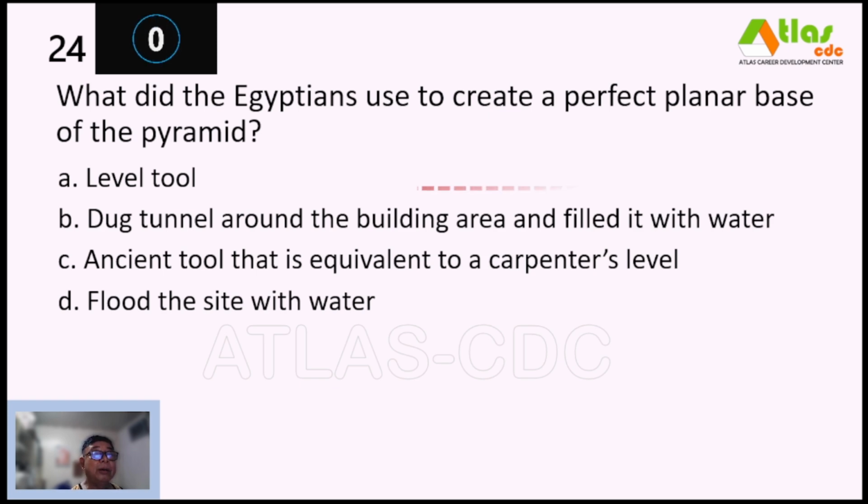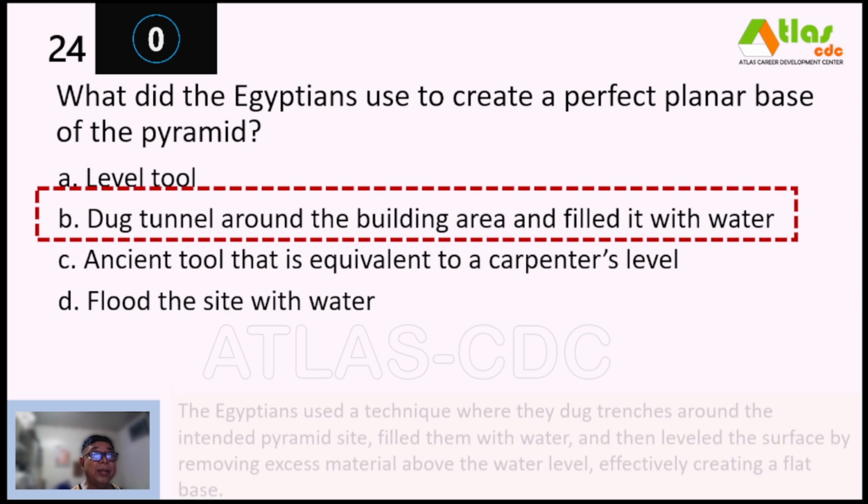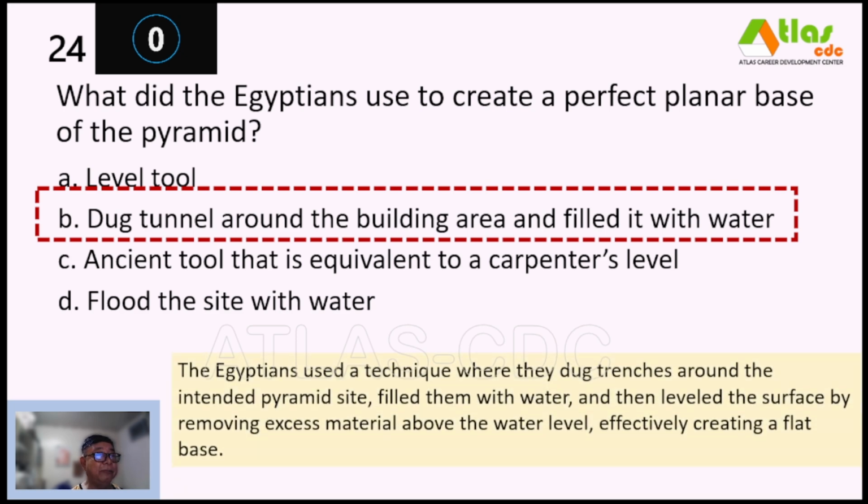And our correct answer is letter B, dug tunnel around the building area and filled it with water. So the Egyptians used a technique where they dug trenches around the intended pyramid site, filled them with water, and then leveled the surface by removing excess material above the water level, effectively creating a flat base.